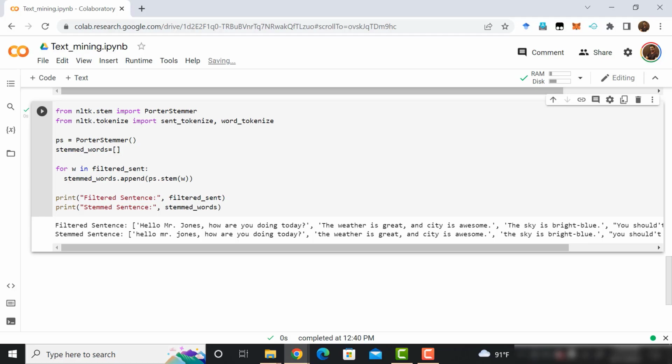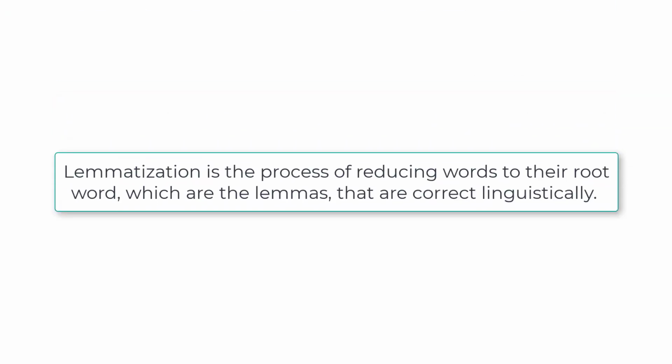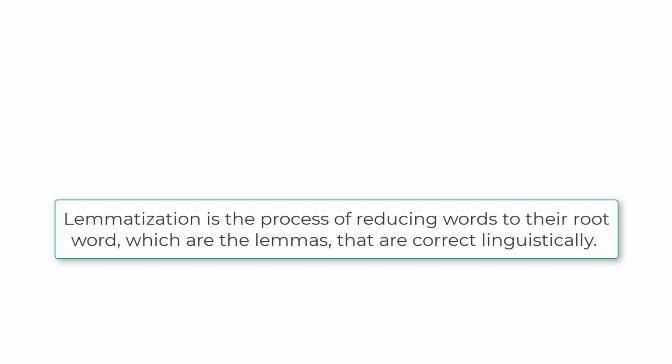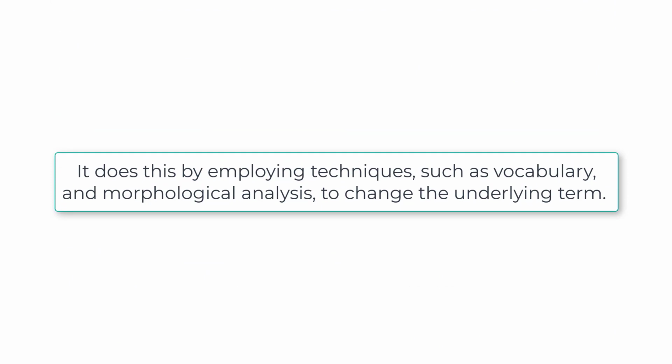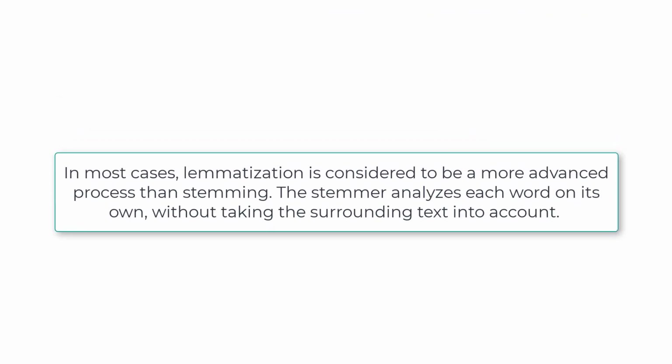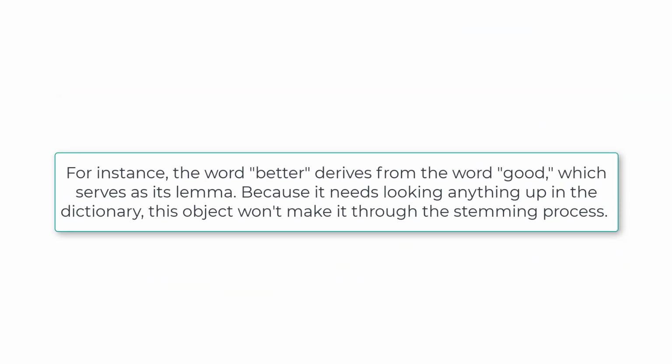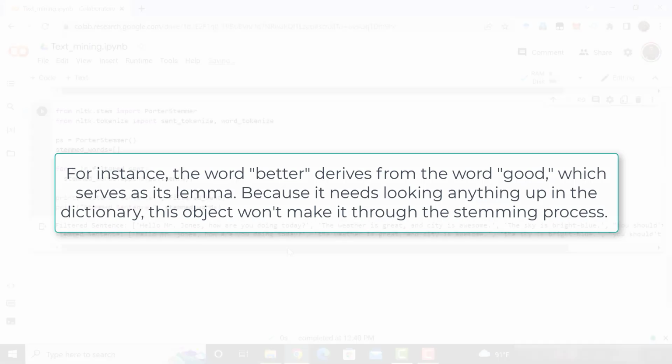Let's move our attention to lemmatization. Lemmatization is the process of reducing words to their root word, which are the lemmas, that are correct linguistically. It does this by employing techniques, such as vocabulary and morphological analysis, to change the underlying term. In most cases, lemmatization is considered to be a more advanced process than stemming. The stemmer analyzes each word on its own, without taking the surrounding text into account. For instance, the word better derives from the word good, which serves as its lemma. Because it needs looking up in the dictionary, this word won't make it through the stemming process.